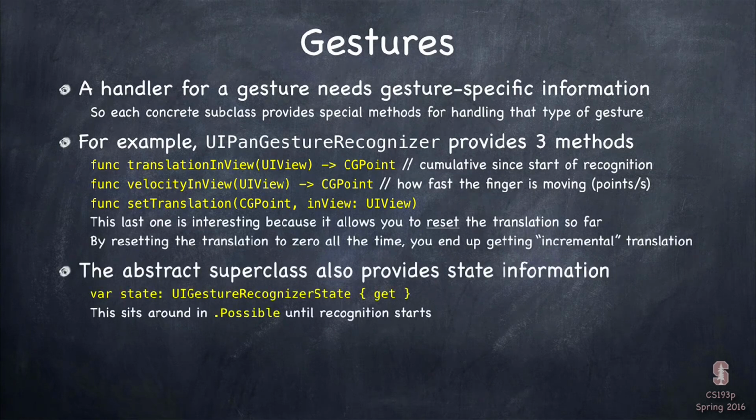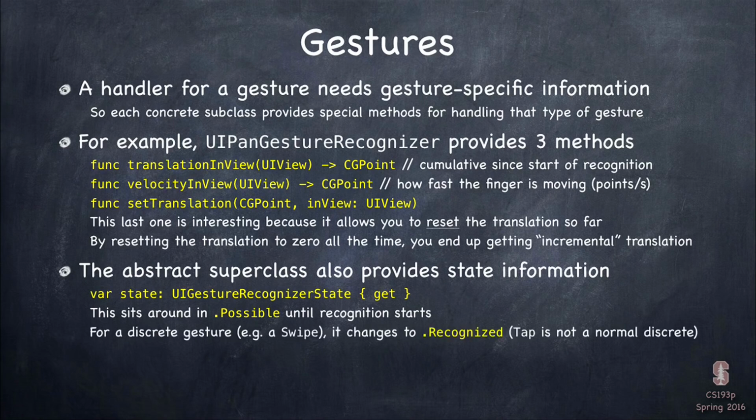So the abstract superclass of UIPanGestureRecognizer also provides a very important var, which is the state. I told you that these gesture recognizers go through a state machine, and this is how you can find out in your handler what state the gesture is in. They all start out in the state possible, UIGestureRecognizer.State.possible. Then for a discrete gesture like a swipe, once the swipe happens, it immediately goes to the state recognized. It recognizes the swipe, so your handler gets called, and the state will be recognized.